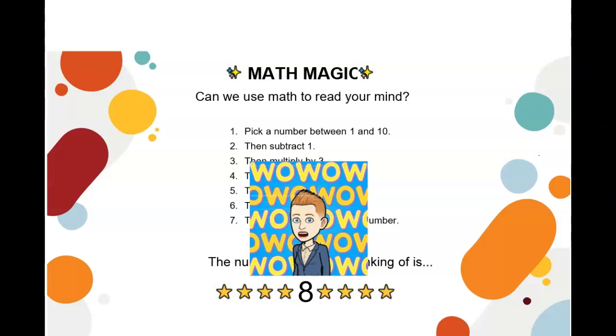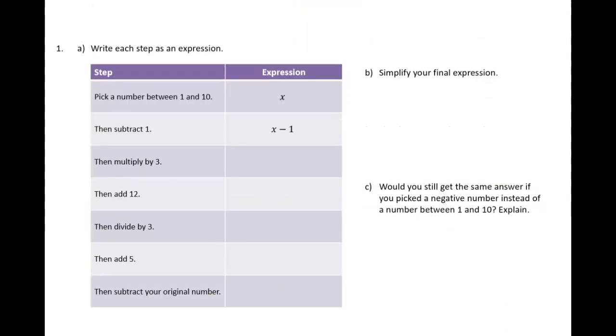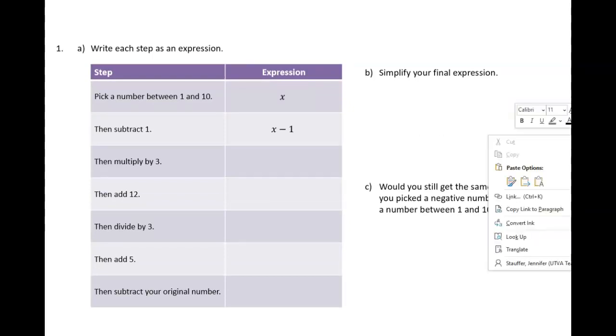No matter what number you started with, we went through those steps and we ended up with 8. How did that work? Let's take a look and see if we can model that with algebra and see if we can answer that question. So here are the steps again. They're laid out in a table. And now we're going to write each step as an expression.